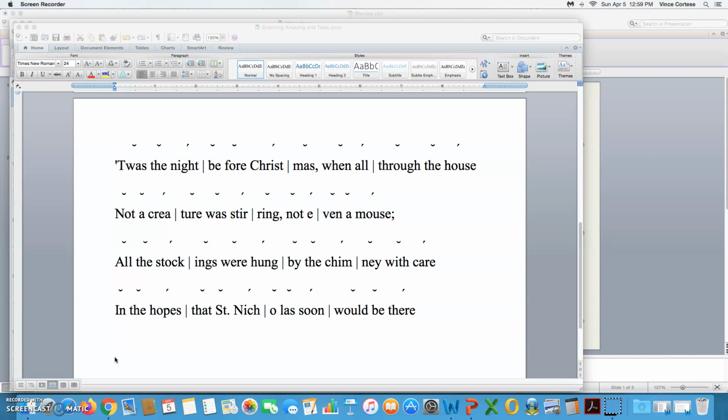All the stockings were hung by the chimney with care in the hopes that St. Nicholas soon would be there.